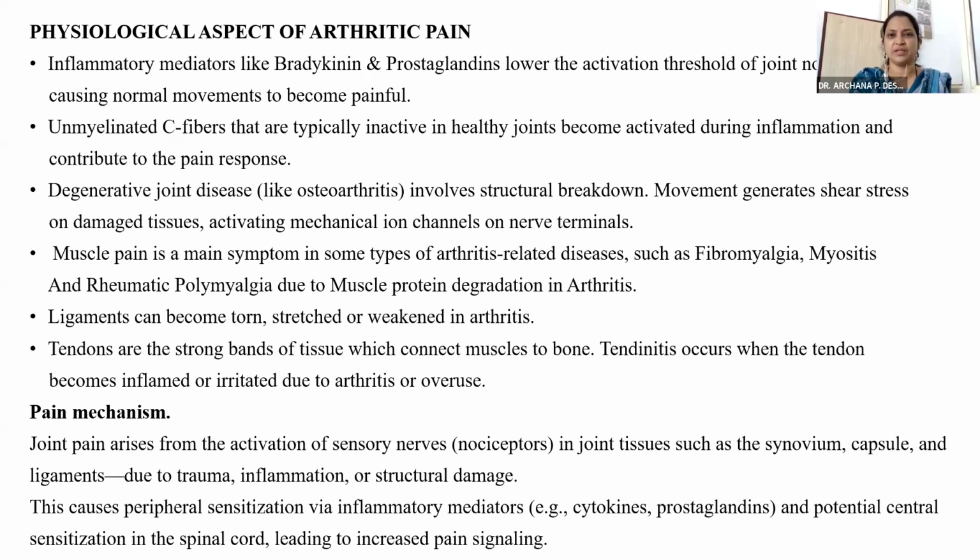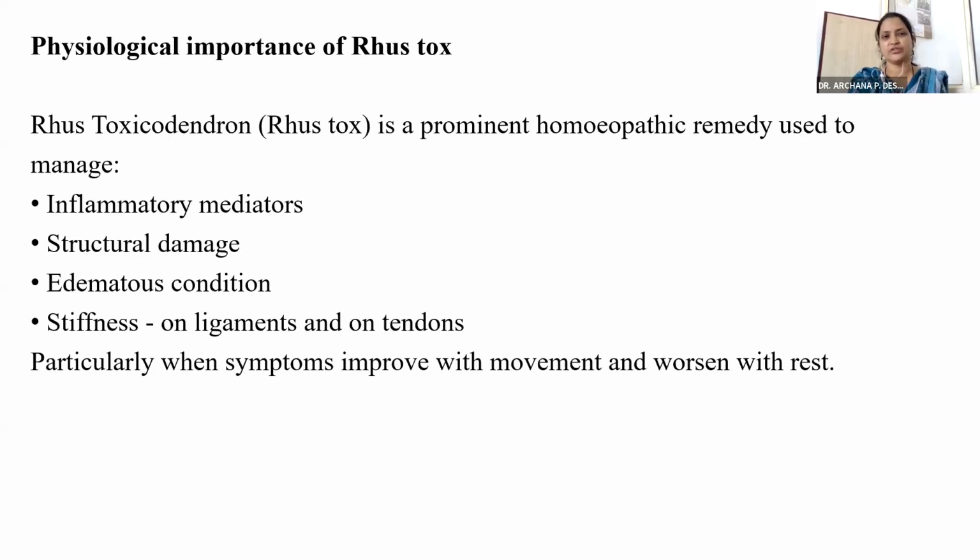All this will be explained by Deshmukh ma'am. Next slide, ma'am. In the last part, how Rhus Tox will act as anti-edematous, analgesic, and anti-arthritic, as Sakeena ma'am told about the inflammation mediators. Rhus Tox generally acts well on edematous structural damage and stiffness and arthritic pain by blocking all the pain mediators. The pain improves with movement and worsens with rest. This is the peculiarity of Rhus Tox.